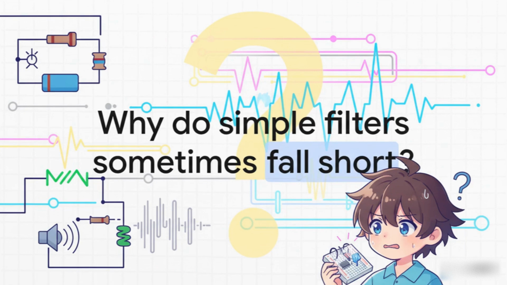Why do those simple, basic filters, the ones we all learn about first, just a resistor and a capacitor, why do they sometimes just fall short? You've probably been there: you design it, it seems to work, but it weakens your signal, or its performance completely changes the second you plug it into the next part of your circuit. It's a super common frustration, and it's the exact problem that active filters are here to solve.